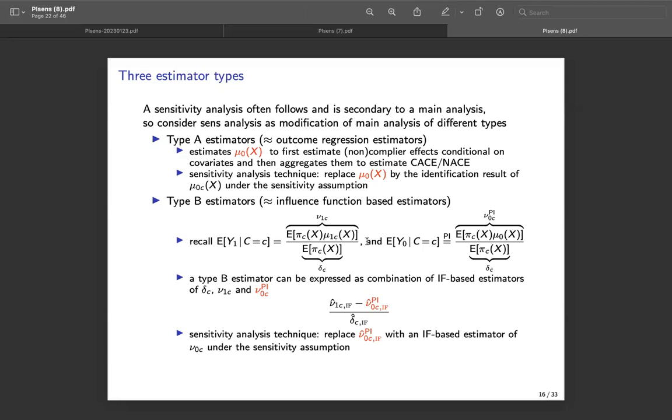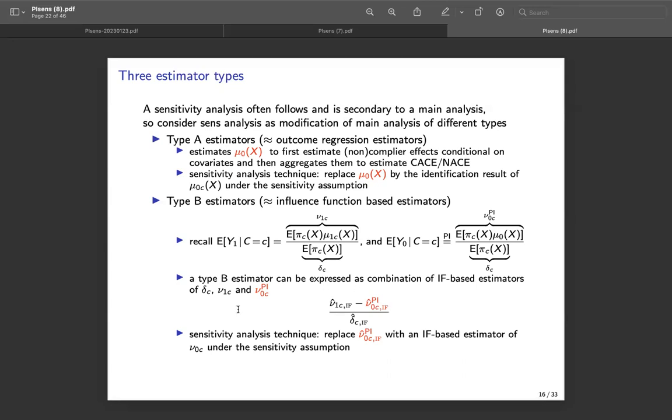So here, now I need a little more explanation. Recall that for delta C, we're contrasting these two potential outcome means, right? And we can write these out with each one with a numerator and a denominator. And again, don't worry about the details, just notice that there are two numerators here, nu1c and nu0c, and then there's a denominator here, delta C. So this type is basically something that can be expressed as a combination of IF-based estimators of these three pieces, specifically in this form.